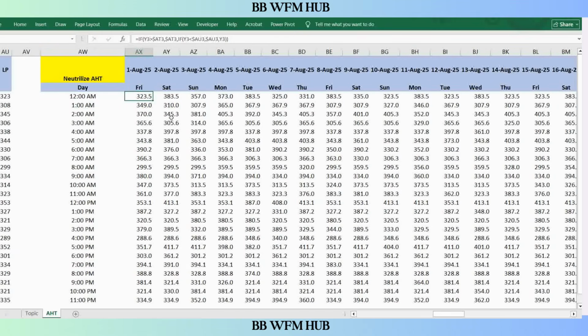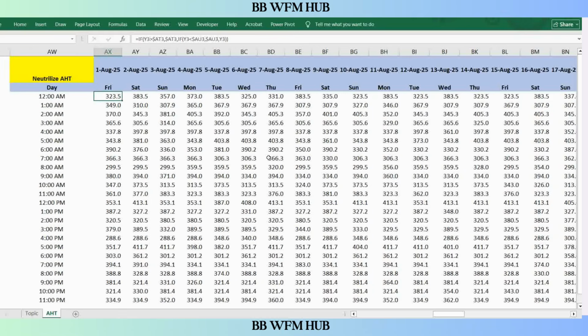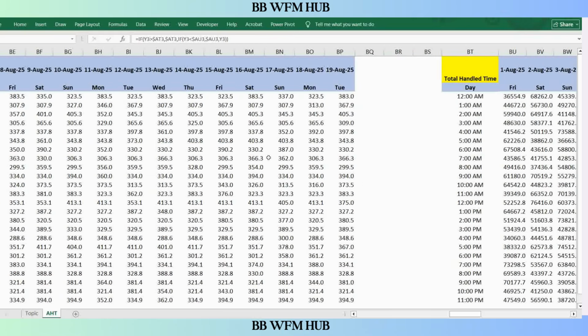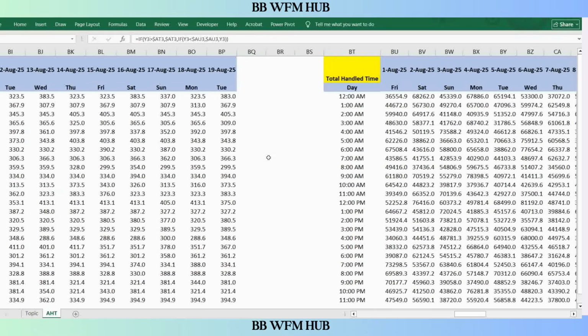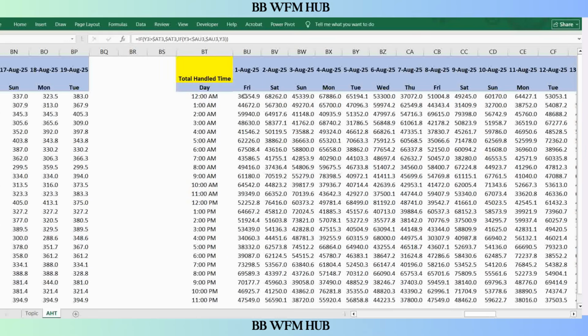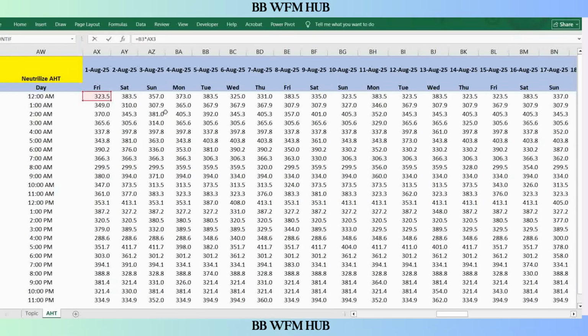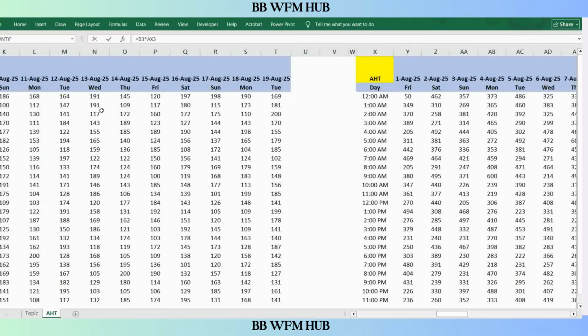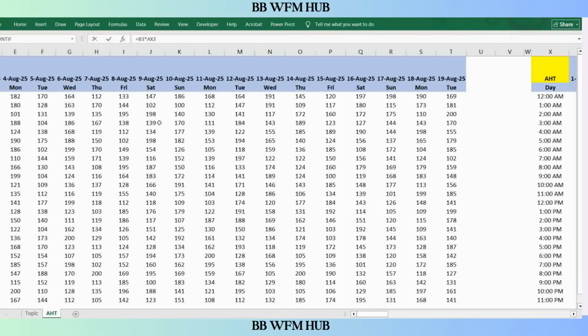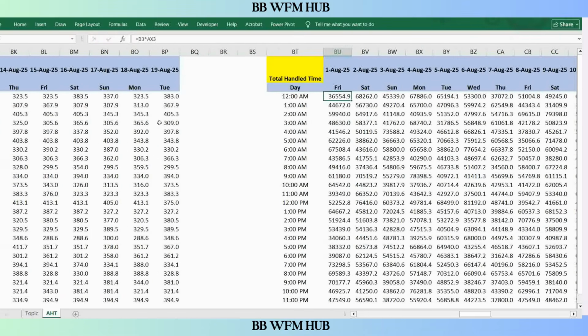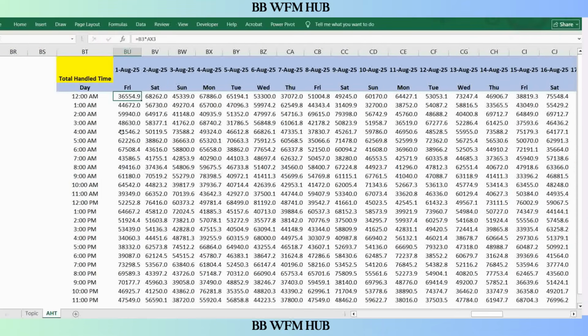With this formula, we have already neutralized the AHT for all the weeks, and now it's time to calculate the total handle time. Total handle time is just the multiplication of the AHT and the calls answered. So we are taking the neutralized AHT and the number of calls answered. This is the total handling time that we have calculated.